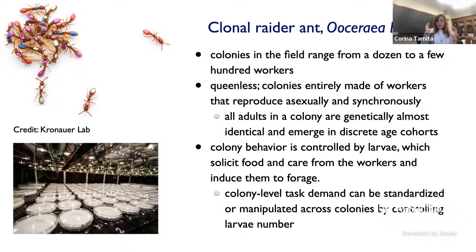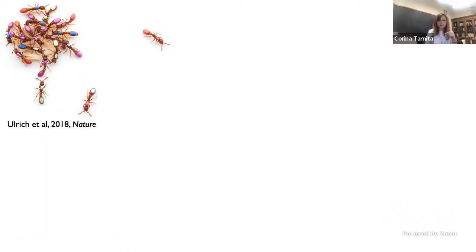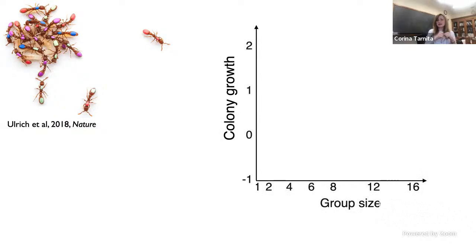And so what they did, the setup is in that beautiful photo there. They live on these little petri dishes, and they establish their own little nest where they put their eggs and their larvae. And so they put 1-to-1 larvae and workers, starting in groups of size 1 all the way to 16. And again, 16 means 16 workers, and they are paired with 16 larvae. And then they measure the colony growth.